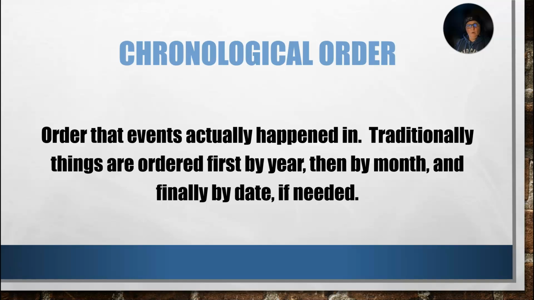Traditionally, things are ordered first by year, then by month if needed, and then finally by date within the month if needed. And sometimes you will need those extra bits of information and sometimes you won't, just depending on what timeline you're constructing. Okay, but that's chronological order.